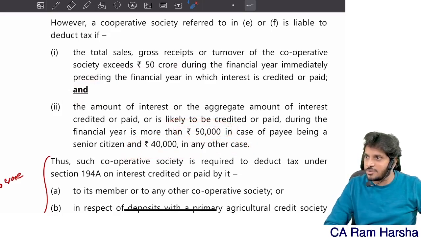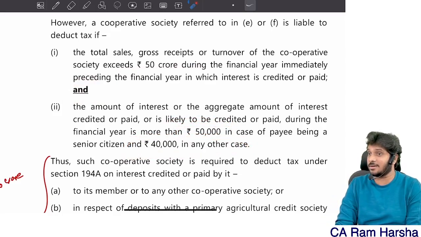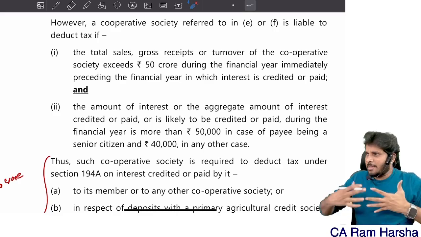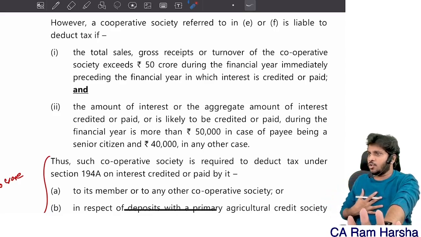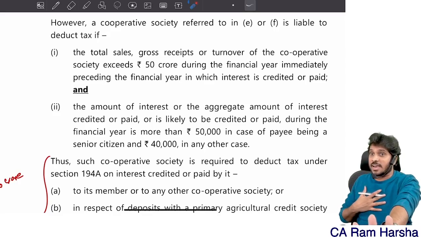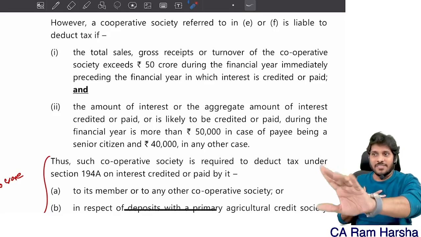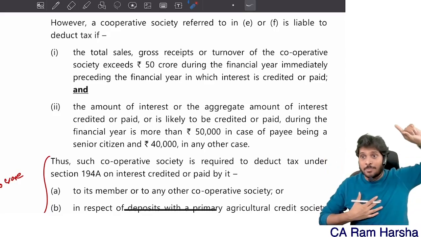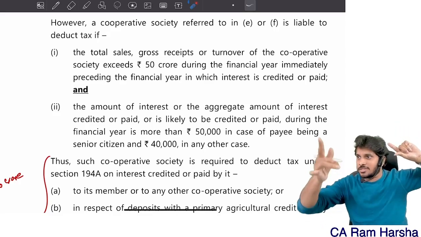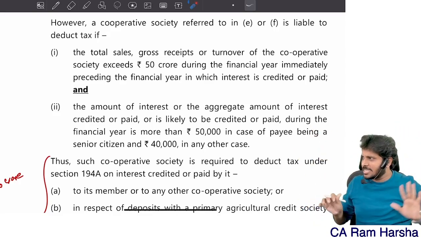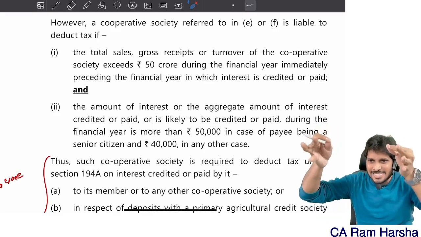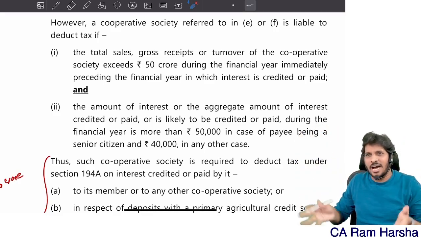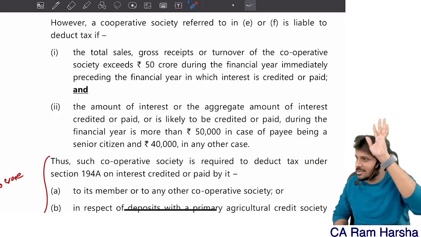or 50,000 in case of senior citizen. Which means if I am a cooperative society paying interest to my member, TDS is 0. But if my society turnover in the last year is more than 50 crore, this exemption will not apply. As usual provision, 40,000, 50,000 limit I need to check and then deduct. Suppose my turnover in the last year is less than 50 crore, 194A itself will not apply, which means I paid 10 lakhs interest, no TDS.